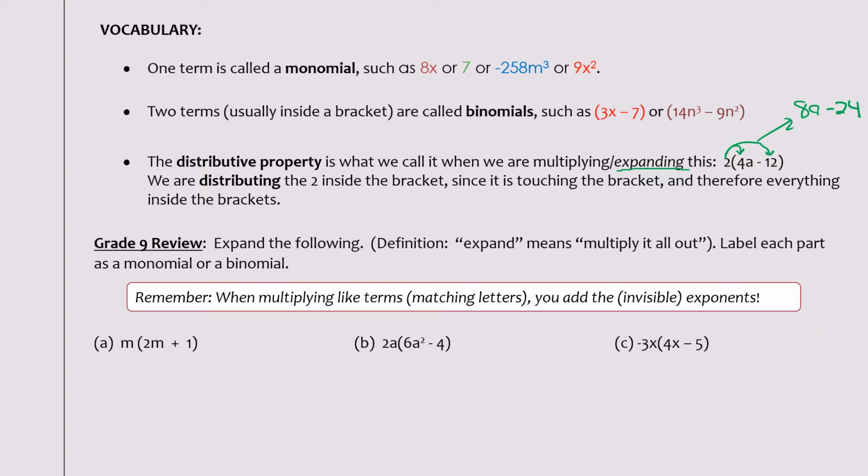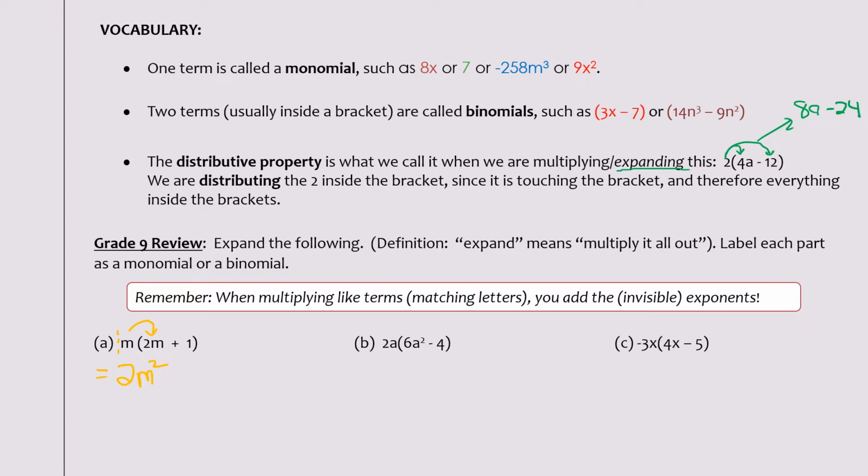First one, a. So the m is in front of the bracket. I'm going to multiply m times 2m. In front of this m, there's an invisible 1. So that's really 1m times 2m. And we do numbers with numbers. So 1 times 2 is 2. And then m times m is m squared.